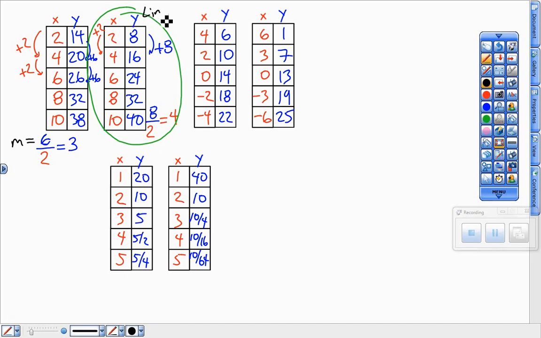The second word is continuous. Continuous is the second word.